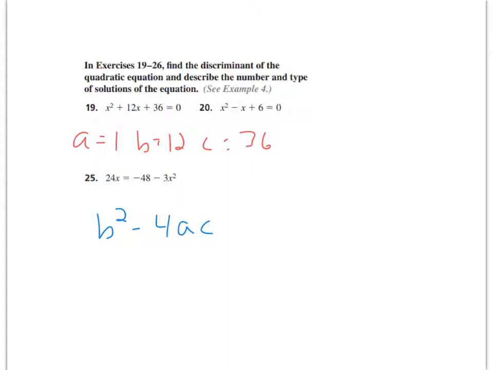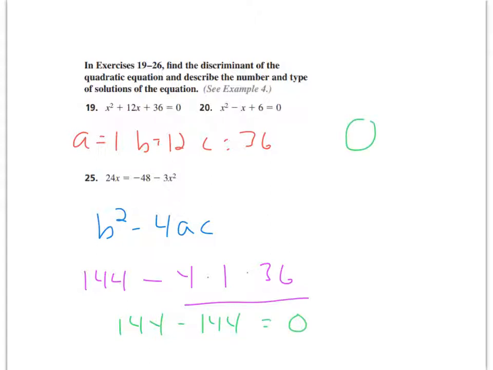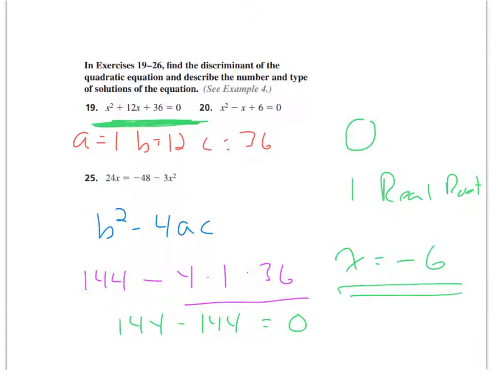B squared is 12 squared, which is 144, minus 4 times A, which is 1, times C, which is 36. 4 times 36, of course, is 144. So I have 144 minus 144, which equals 0. So my discriminant is 0, which means I have just one real root, and it happens to be rational. And this would have been factorable, and I'm hoping you can see that this would be x plus 6, x plus 6. So x equals negative 6. I just have one real root that is rational.